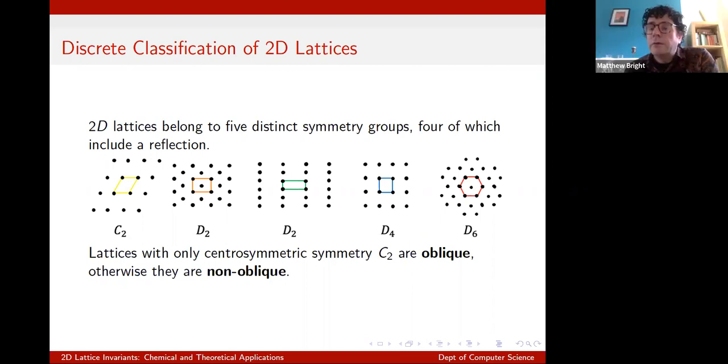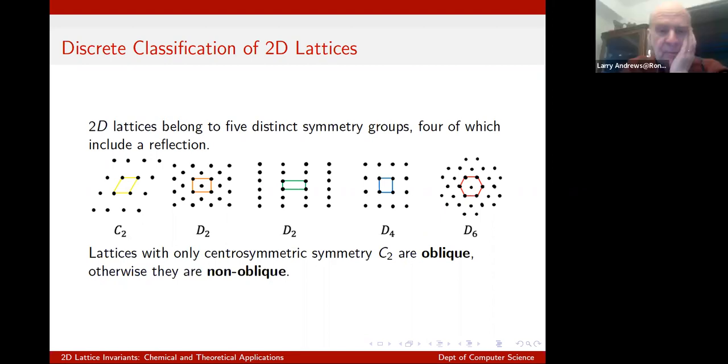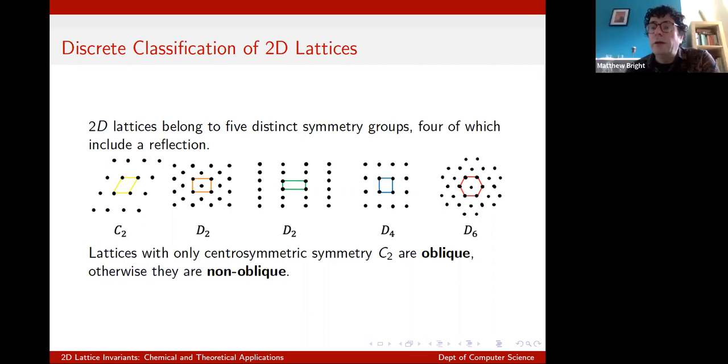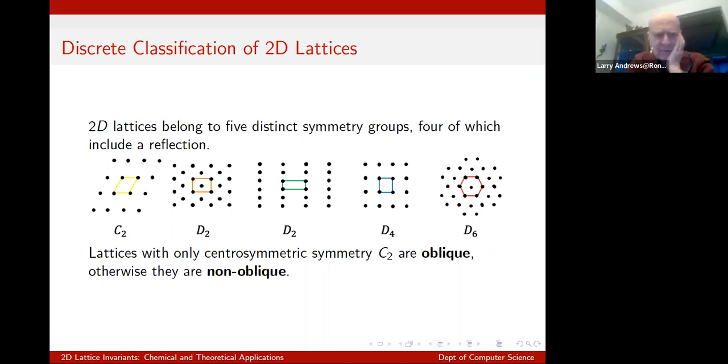My impression is the word oblique refers to whether the lattice angle is 90 degrees or not. I think in early conversations we had been advised that crystallographically this is how the term oblique and non-oblique is used. I don't think that's true in crystallography. Perhaps Maurice would comment.